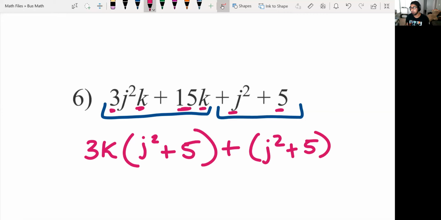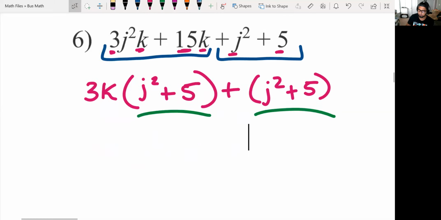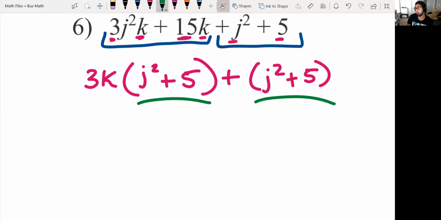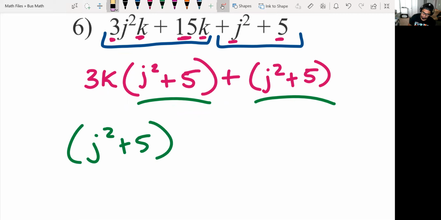So we bring it down. We can't factor anything out of it. But then we move on to the next process. Does this j squared plus 5 look like that j squared plus 5? And the answer is yes. So since they are the same, since they are common, factor it out. J squared plus 5. There we go. And what is left over?